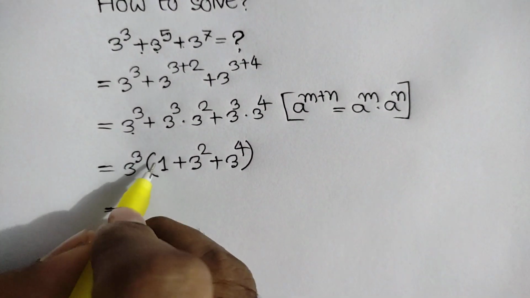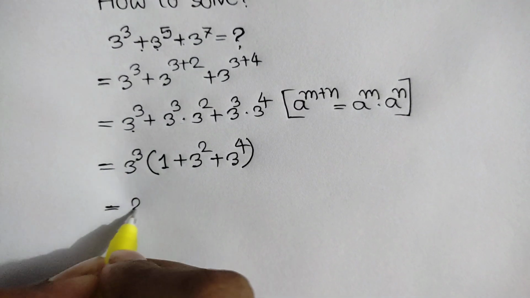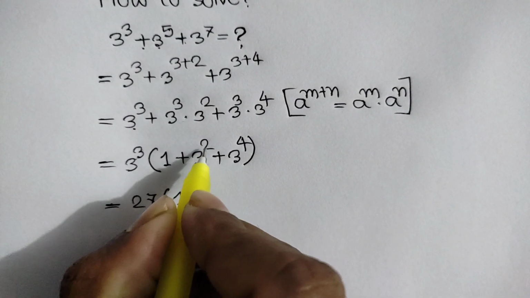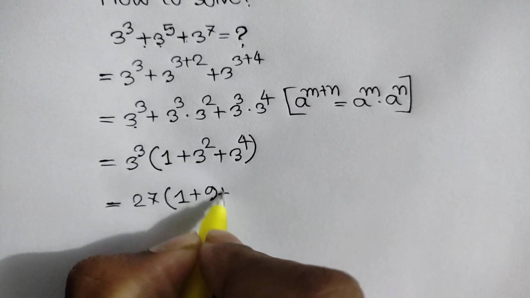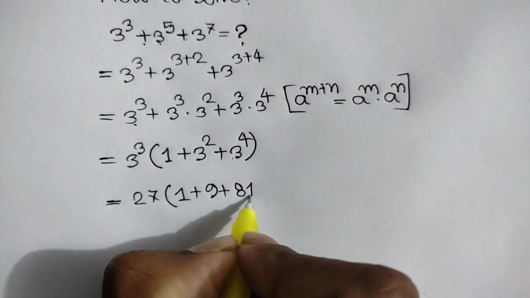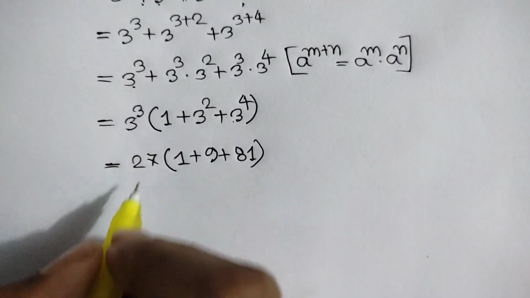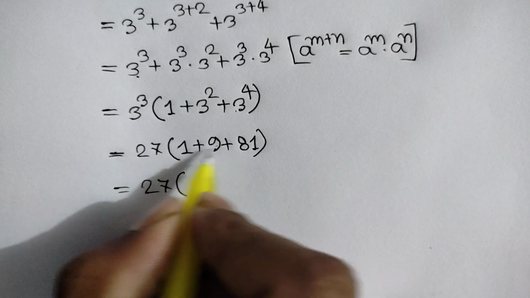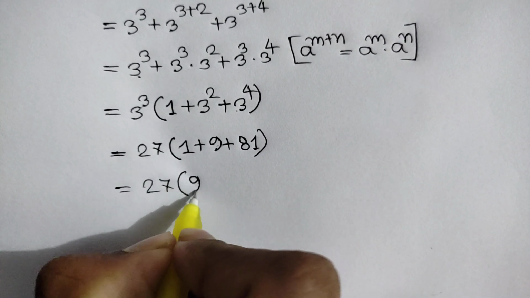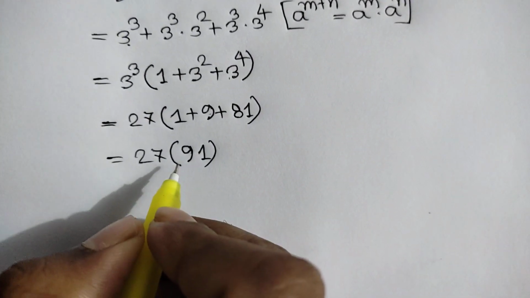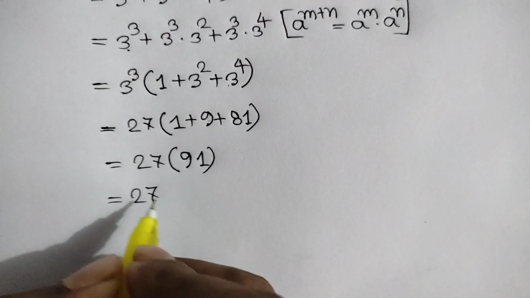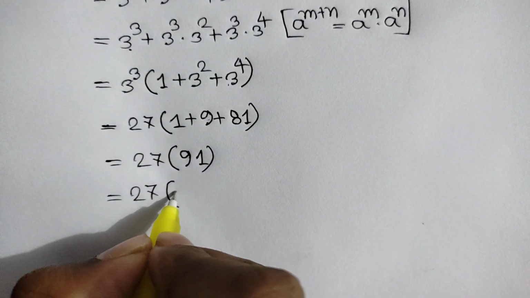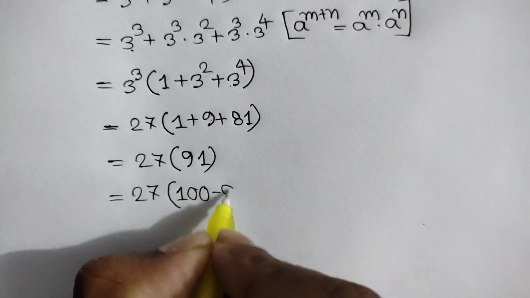Next, 3 to the power 3 is equal to 27, bracket 1 plus 3 square is equal to 9, plus 3 to the power 4 is equal to 81. Next, 27 bracket 9 plus 1 plus 81 is equal to 91. Next, 27 bracket 91 is the same as 100 minus 9.